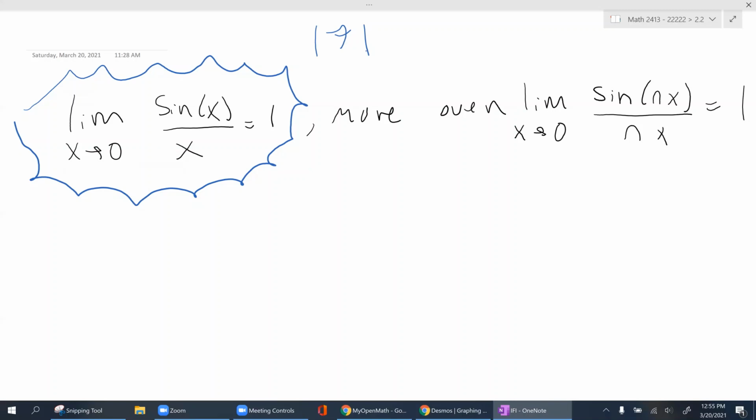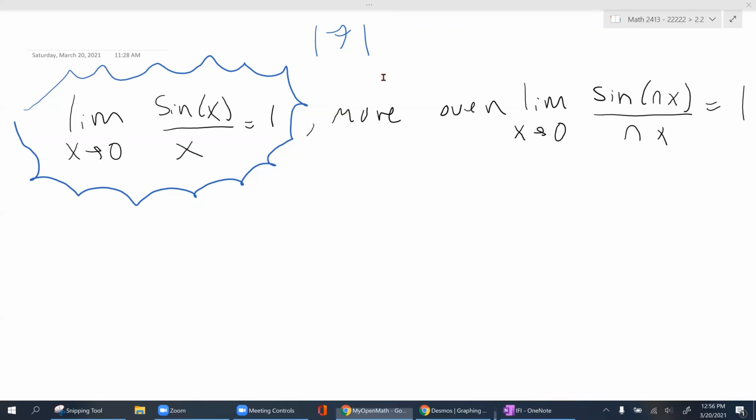One thing I want you to know is this identity. The limit as x, or any variable, approaches 0, and x must approach 0, of, let's just say, sine of x over x, is always going to be 1.